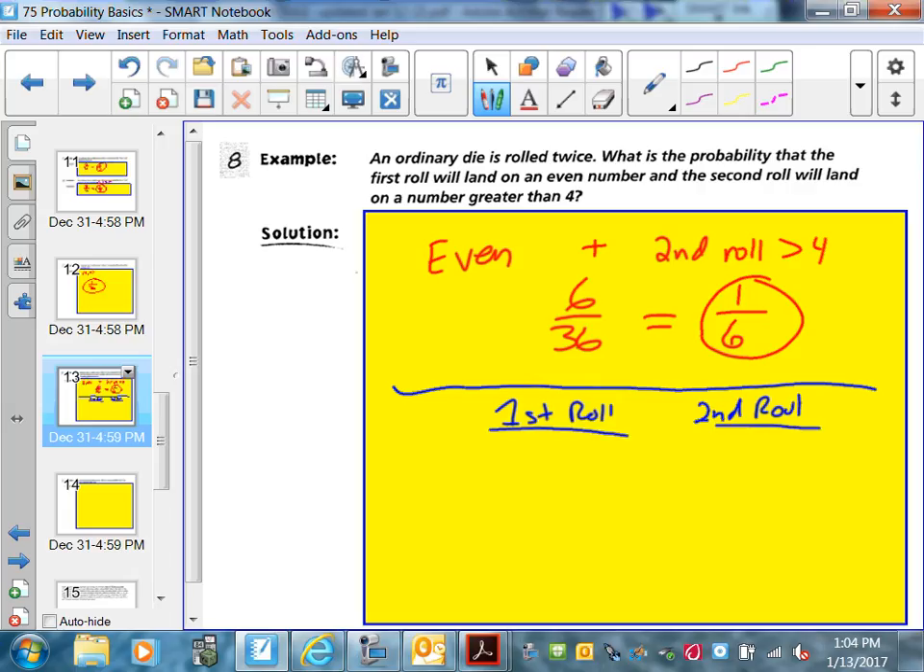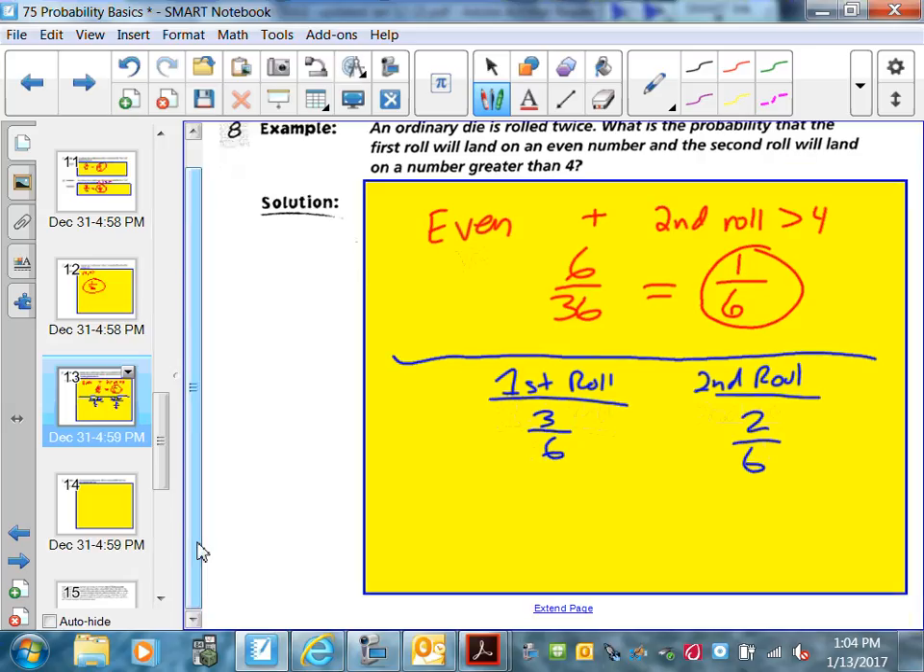Rolls. All right. What is the probability that the first roll will be even? It's 3 out of 6. What's the probability that the second roll is more than 4? It's 2 out of 6, right? 5 and 6. It's 2 out of 6.